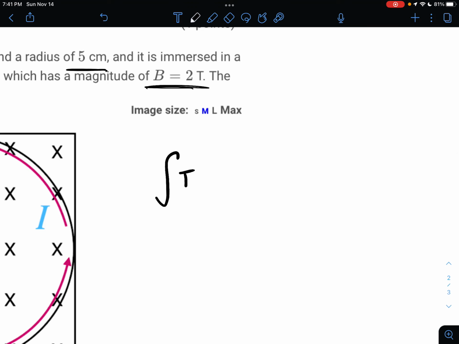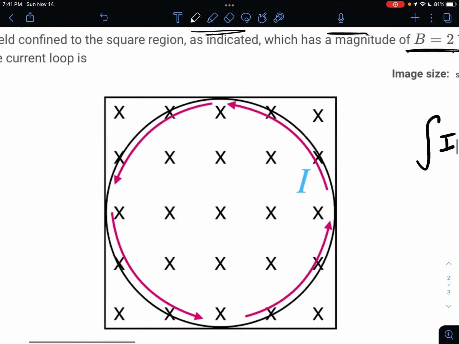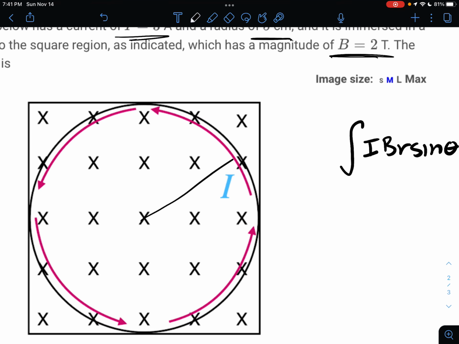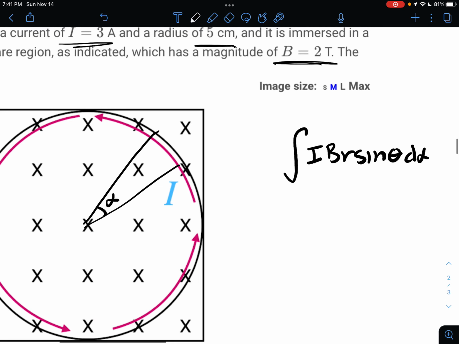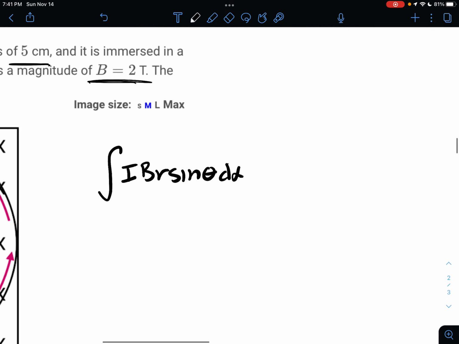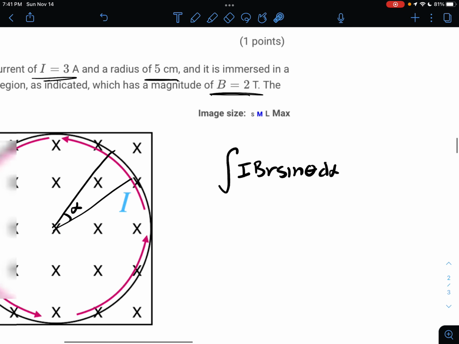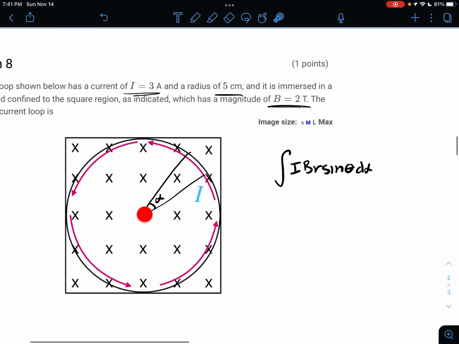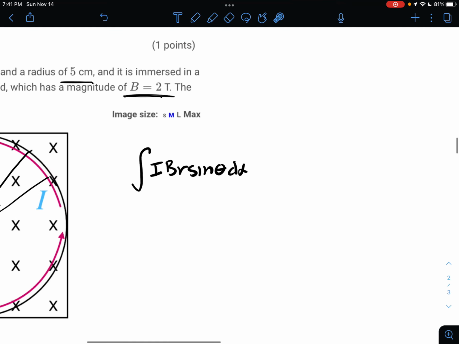And so the integral of I B r sine theta d alpha, right? Because it's going to go all the way around. Usually I'd use a theta, but I don't want to get confused with this theta, because that's our angle between our magnetic field and our current.